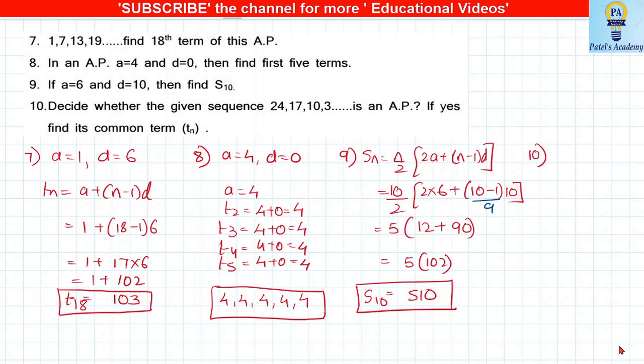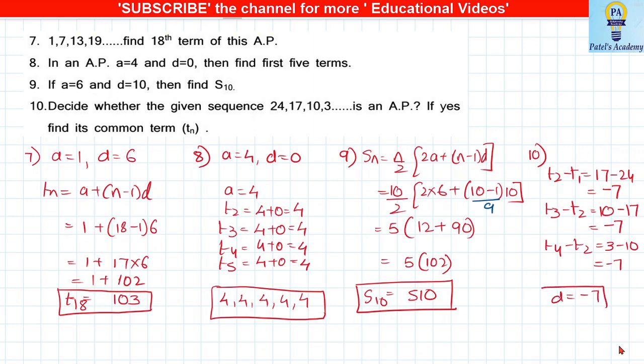We have to check whether it is an AP. If yes, you have to find out the common difference. Same sum again. Okay, we have to do T2 minus T1. So what is T2 minus T1? 17 minus 24, that is minus 7. Then T3 minus T2 is 10 minus 17, that is again minus 7. T4 minus T3 is 3 minus 10, again minus 7.